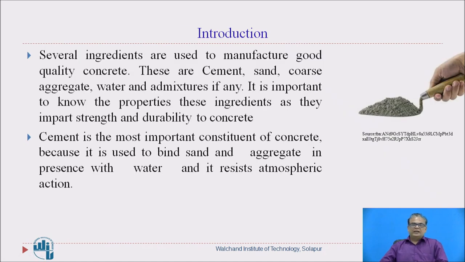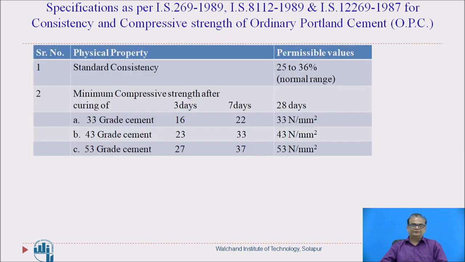Introduction. There are many ingredients like cement, sand, coarse aggregate, water, and admixture, if any, which are added together to manufacture good quality concrete. It is important to know the properties of these ingredients as they impart strength and durability to concrete. We know cement is the most important constituent of concrete because it is used to bind sand and aggregate in the presence of water, and it resists atmospheric action.